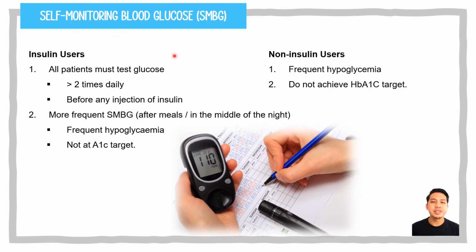The preprandial and postprandial blood glucose levels can be self-monitored. Self-monitoring of blood glucose, known as SMBG, is crucial for those who receive insulin therapy. The checkup must be done at minimum twice daily or before any injection of insulin. If these patients tend to develop hypoglycemia or do not achieve the A1C target, they are required to monitor postprandial blood glucose and sometimes in the middle of the night.